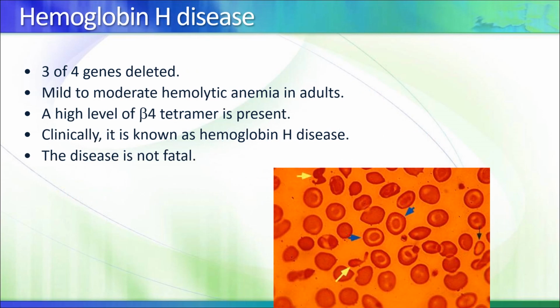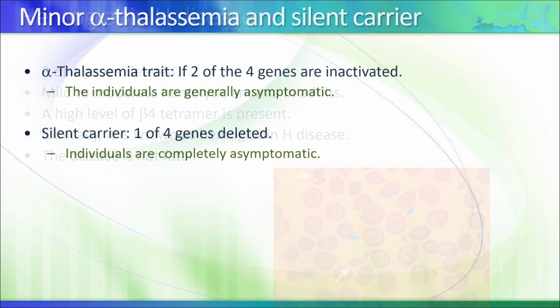Now, if 3 alpha alleles are deleted and only one of them is active, then this is known as HbH disease. And the reason is that such individuals would have a high quantity of the HbH hemoglobin molecule that is made of a homotetramer of beta. So this is known as HbH disease. This disease is not fatal, but it is symptomatic.